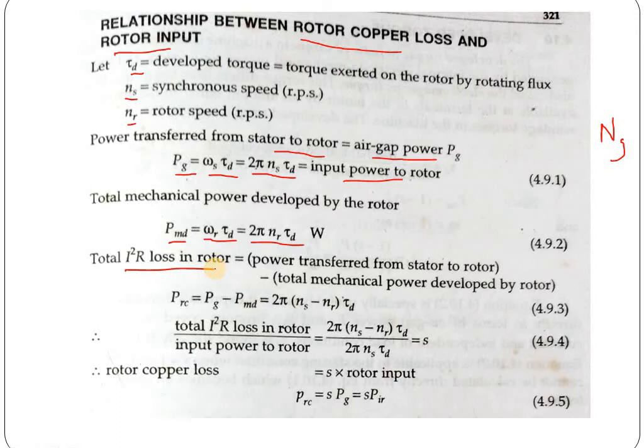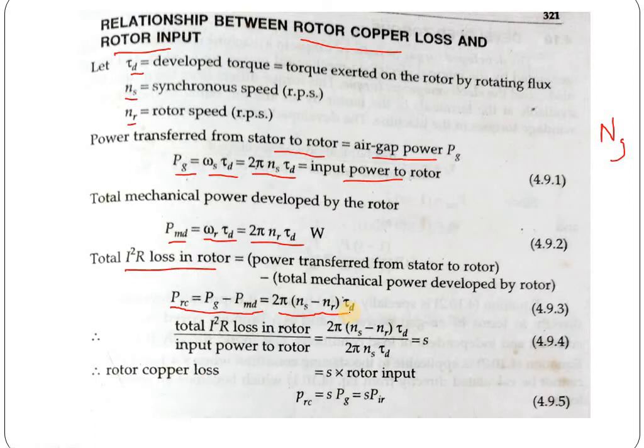Because mechanical power developed is the output of the rotor and the input of the rotor is known, that is air gap power, definitely the difference between input and output will be the loss. In case our loss is I square R loss, that is rotor copper loss, PRC equals PG minus PMD. So doing that we are getting 2 pi ns minus nr into tau d.